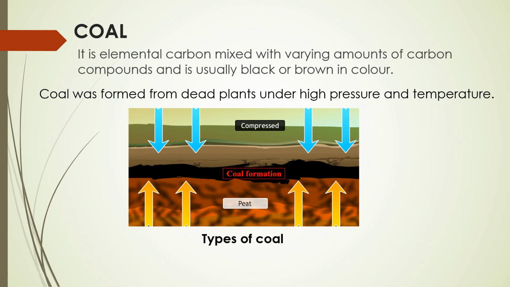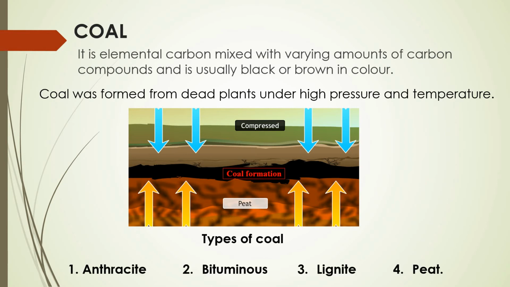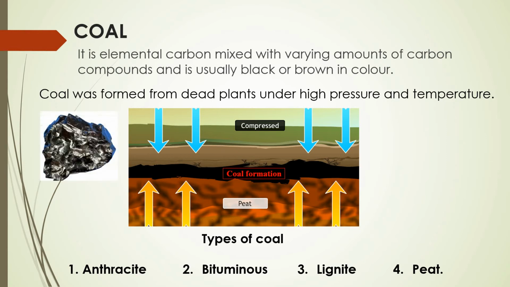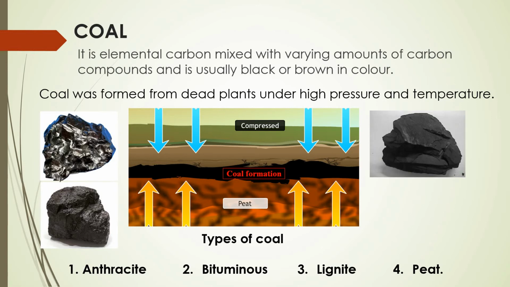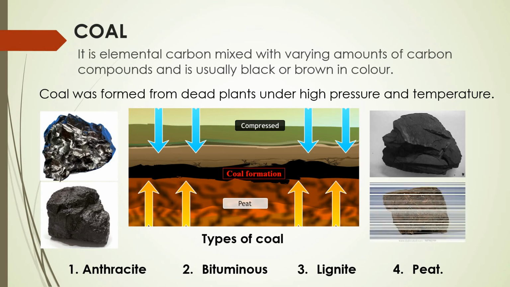Now there are various types of coal depending on the percentage of carbon present in them, and they are anthracite, bituminous, lignite, and peat. This is an example of how anthracite looks like. This is bituminous. This is how a lignite coal looks like, and finally this is how a peat coal looks like. So there are 4 types of coal.